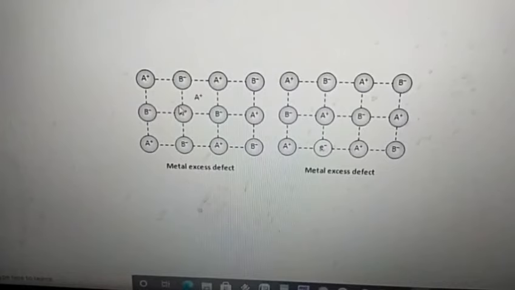Next, non-stoichiometric defects. Up to now we discussed the defects which do not disturb the stoichiometry. But a large number of non-stoichiometric inorganic solids contain the constituent elements in non-stoichiometric ratio, and they also have defects in their crystal structures. Those defects are of 2 types: metal excess defects and metal deficient defects. Metal excess defects, as the name indicates, means an excess amount of metal will be present.